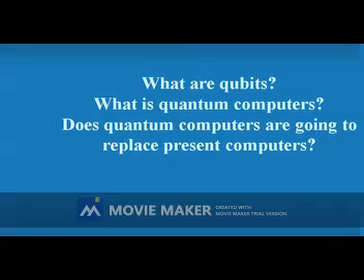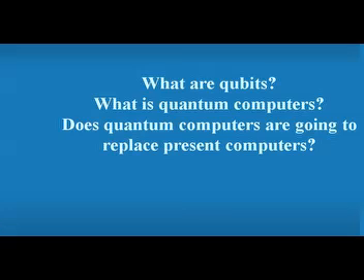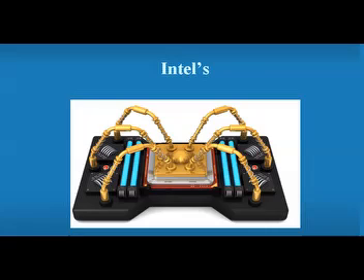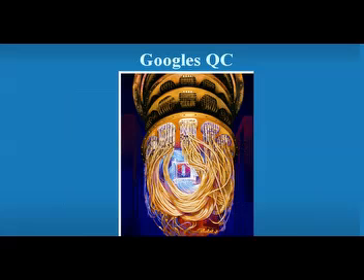This book also explores quantum computing. What are qubits? What is a quantum computer? Are quantum computers going to replace current computers? Are they fast? Are they slow? Etc. Questions are answered in this book. This is a picture of a 4-qubit computer developed at Intel laboratories. This is the picture of a quantum computer that is developed by Google with 52 qubits.